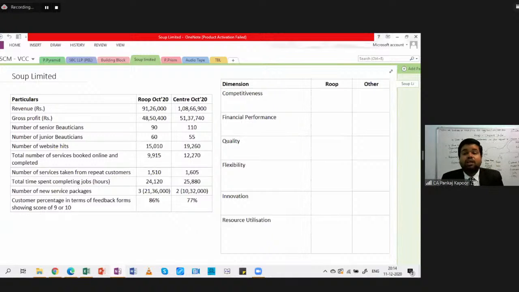So what are the 6 dimensions? The 6 dimensions comprise 2 results and 4 determinants. What are the 2 results? Competitiveness and financial performance. What are the 4 determinants? Quality, flexibility, innovation, and resource utilization.